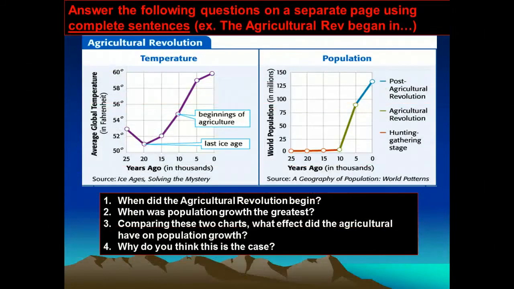Now, I want you to answer these few questions that I have for you here. Key thing is I want you to answer in complete sentences. All right, number 1, 2, 3, and 4. You do not have to write the question, but answer in complete sentences.